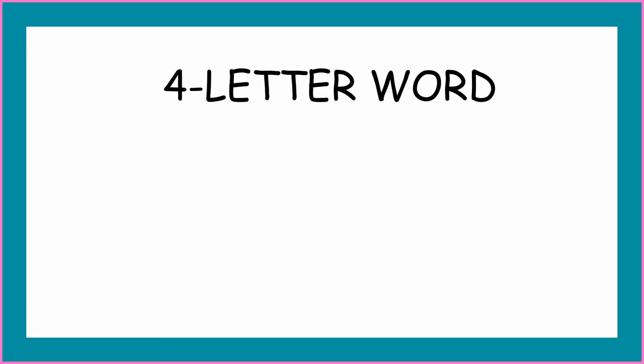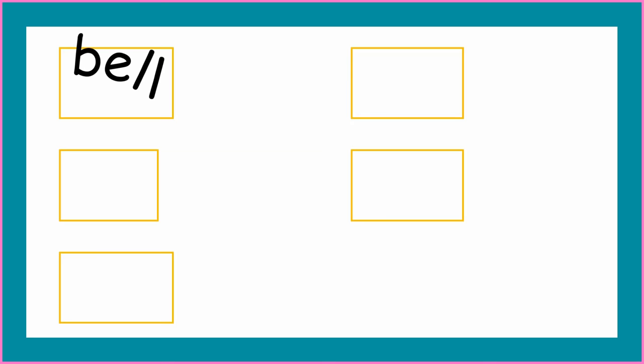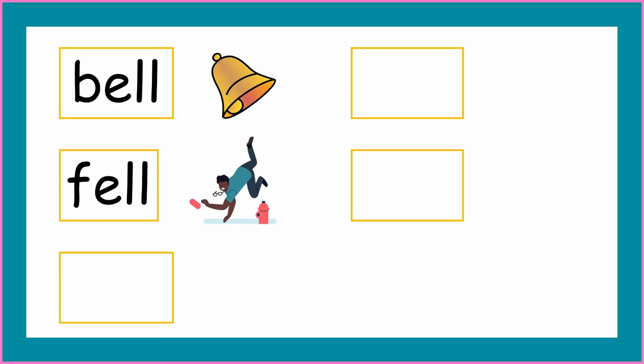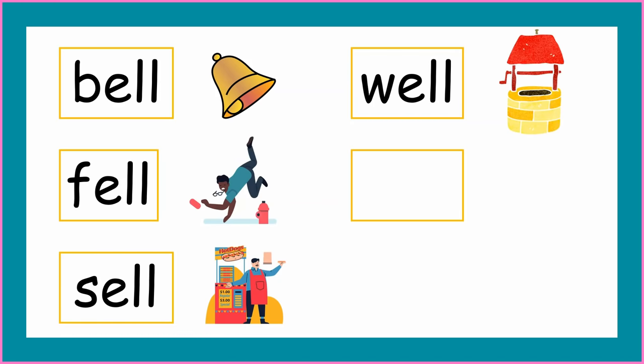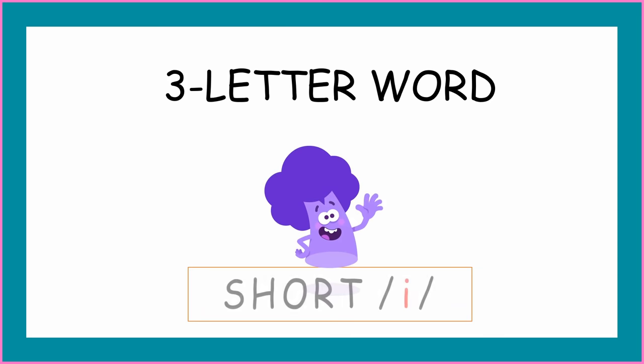Now, let's try to read four-letter words. Bell. Fell. Cell. Well. Tell. Next is short I sound.